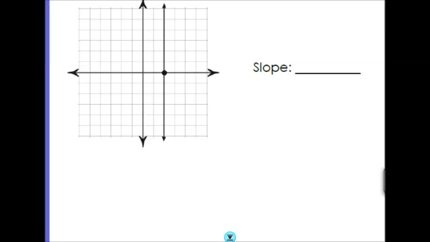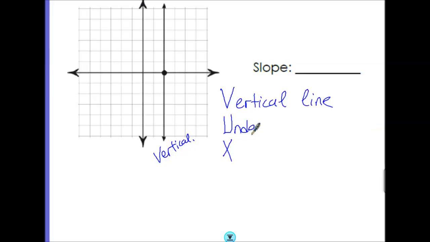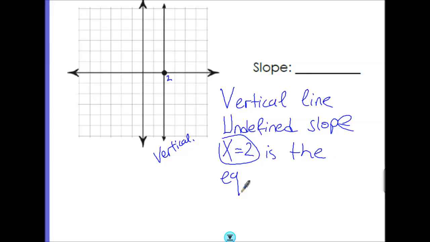When I see a vertical line, I should remember this is a special case which we will call the VUX case. We call it the VUX case because we have a vertical line. On a VUX case, you will have a vertical line, and your vertical line will have undefined slope. Also, the equation of the vertical line will be x is equal to 2 in this case, because the x value in here is 2.